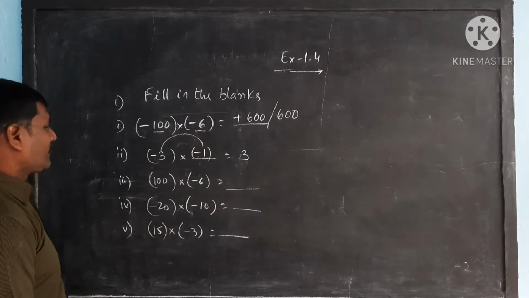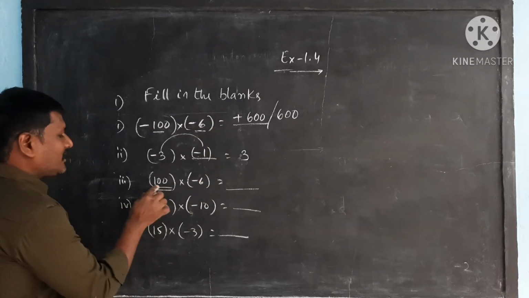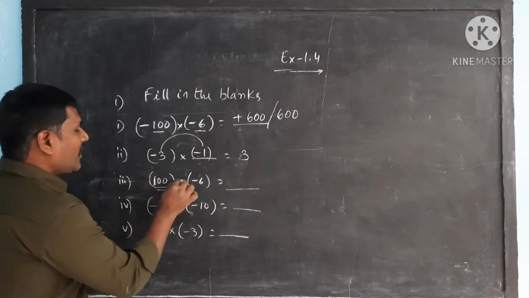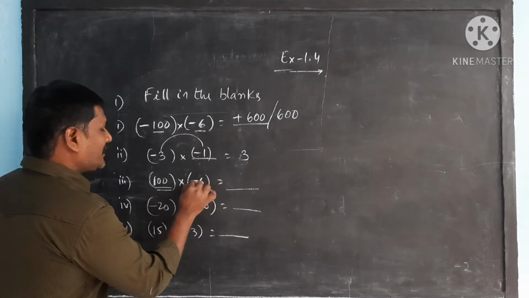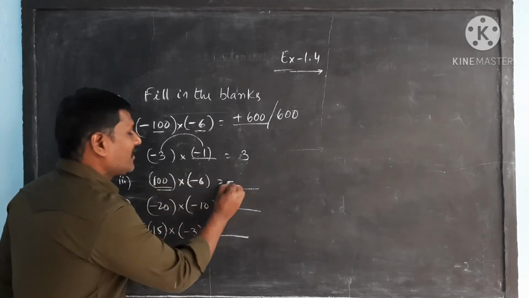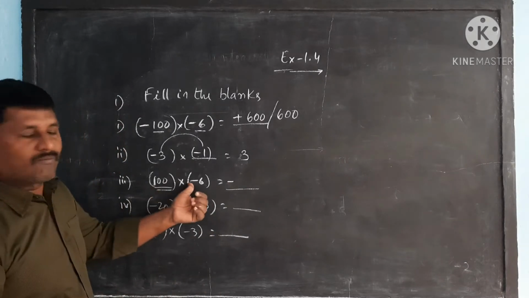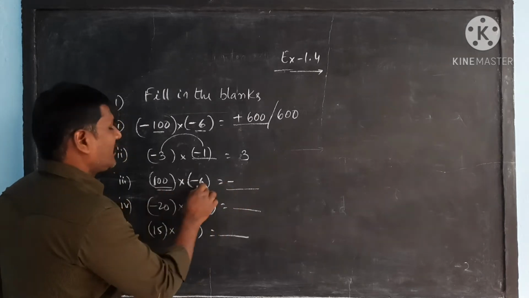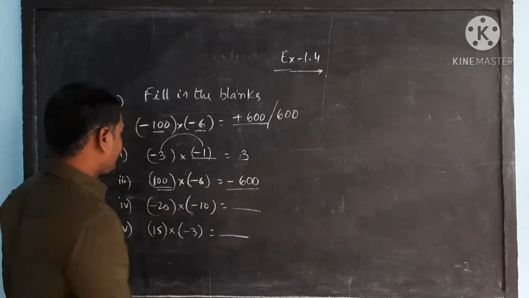Now see the third one. It is 100, that is plus 100. No sign means you have to think that it is a plus number, and into minus 6. It is a negative. So when a positive number is multiplied with a negative number, you get a negative. Then similarly you can multiply, just like 1 and 2, 100 into 6 means you get 600.